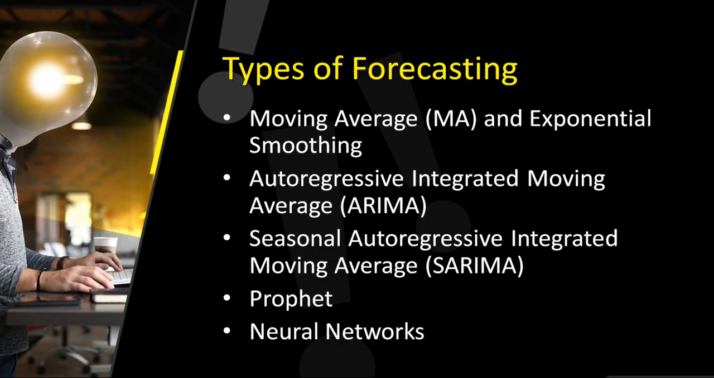So there are different types of methods. Basically we divide the forecasting methods into data driven and model based. The model based approach is one which uses different kinds of algorithms as mentioned here: moving average, then autoregressive integrated moving average, ARIMA, seasonal autoregressive integrated moving average, SARIMA, Prophet, which is a Facebook developed algorithm for forecasting, and neural networks. So these are some of the model based approaches. This we will be discussing further in the coming sessions.